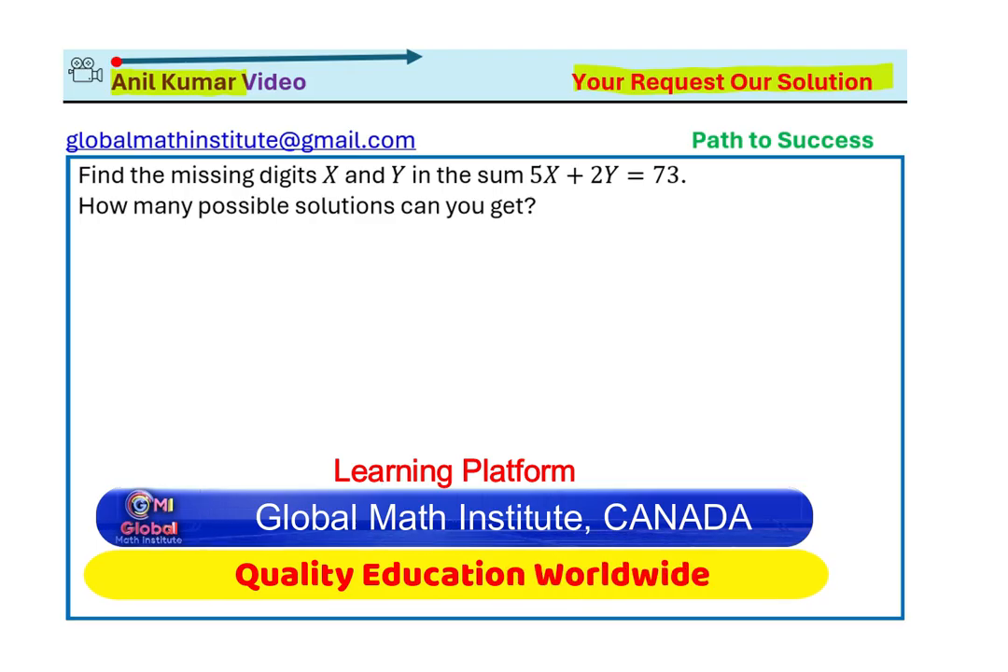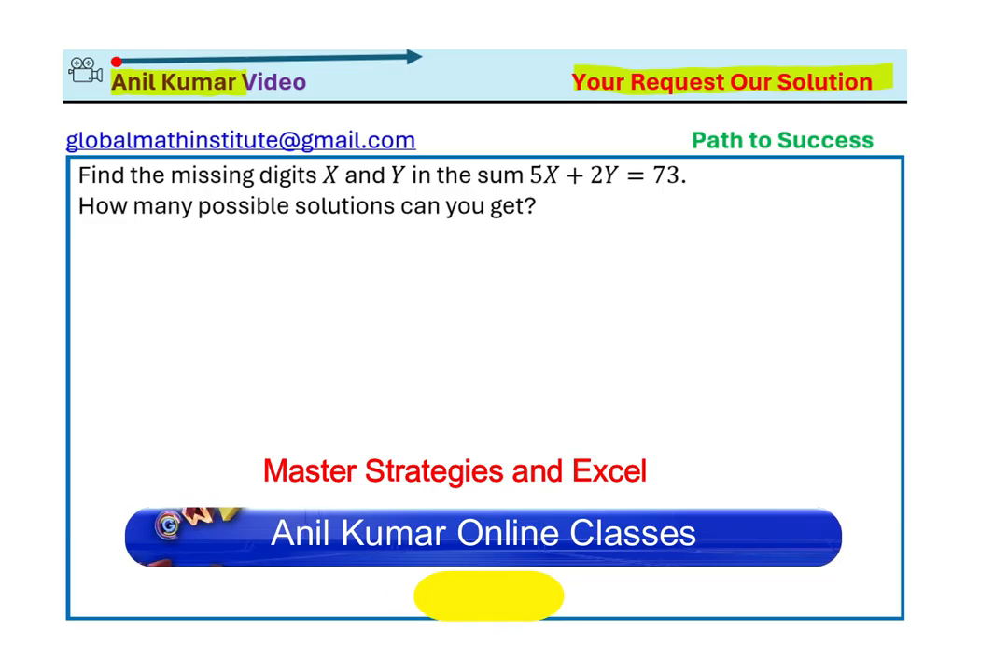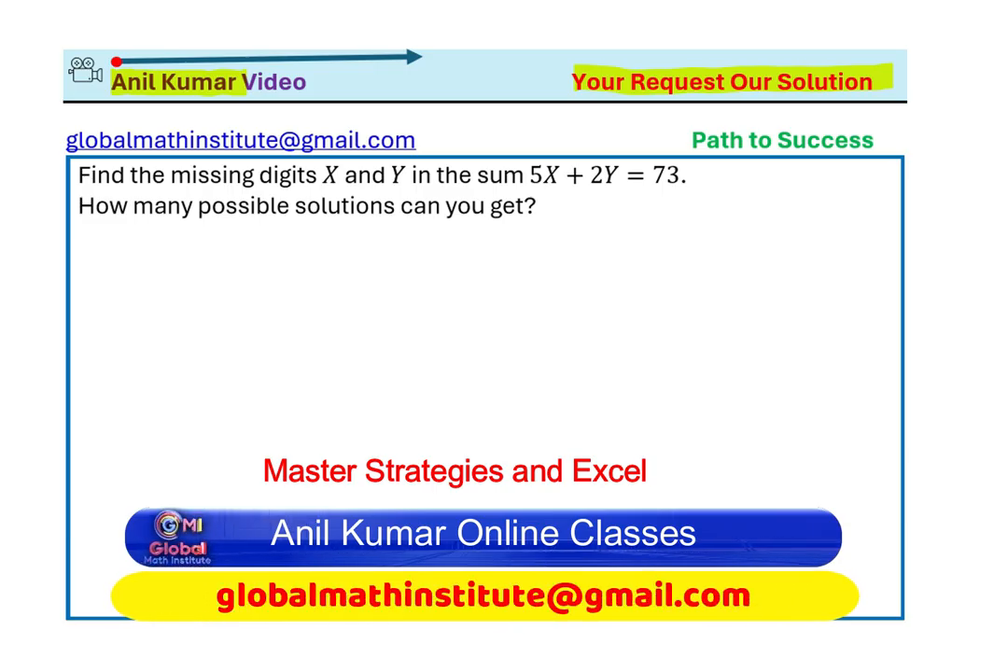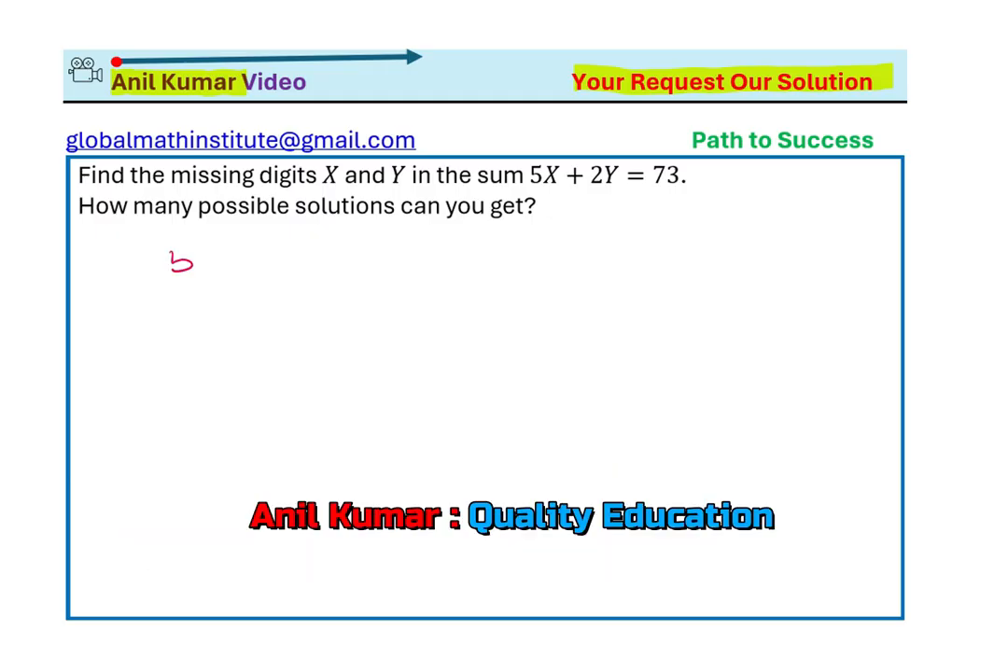Here is a very simple and beautiful question for you. Find the missing digits x and y in the sum 5x plus 2y equals 73. How many possible solutions can you get? So, the question here is that we need to figure out the value of x and y, where when we add 5x and 2y, we get 73.